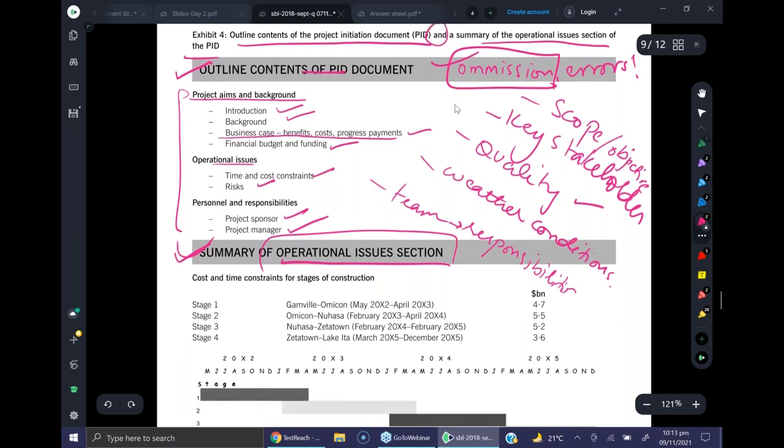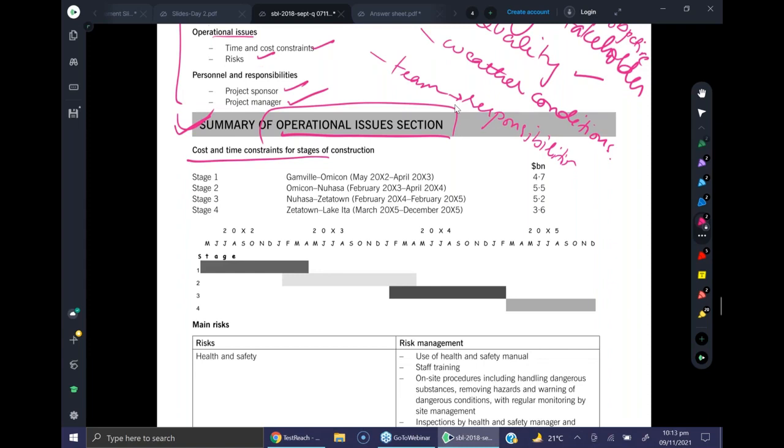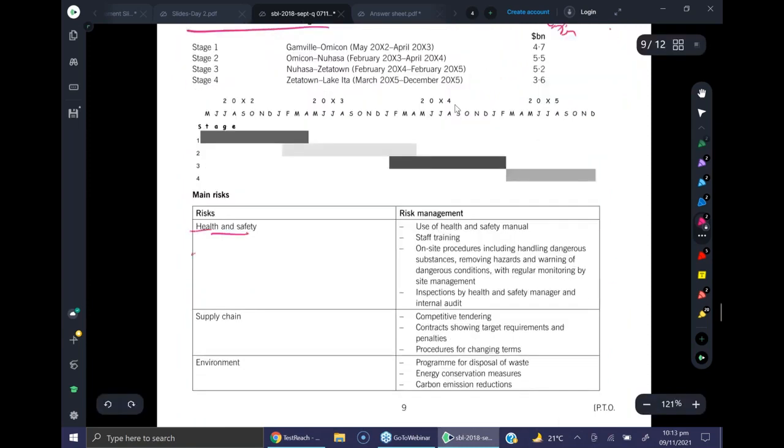So the operational issues section has cost and time constraints of stages given, which are kind of okay. Main risks are given: health and safety, supply chain, environment. Do you think the project should have the discussion of more risks? Can I say that the main risks should give reference to the risk section of the annual report in Exhibit 1?